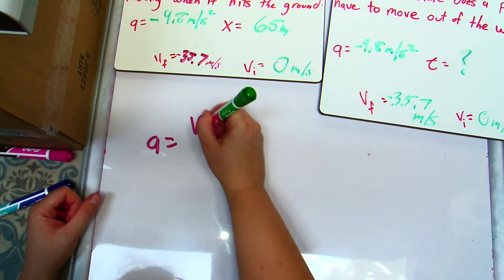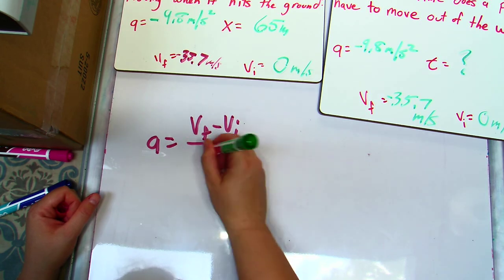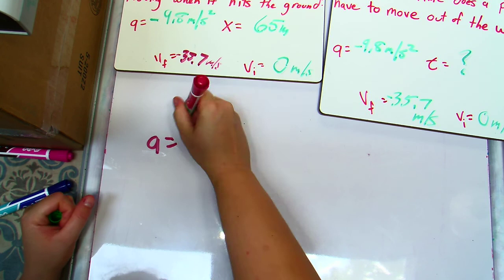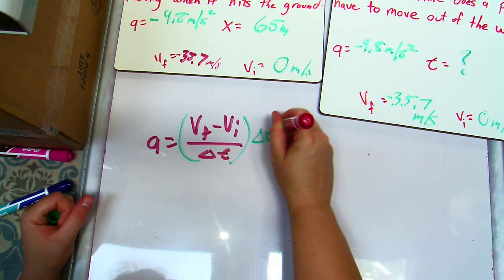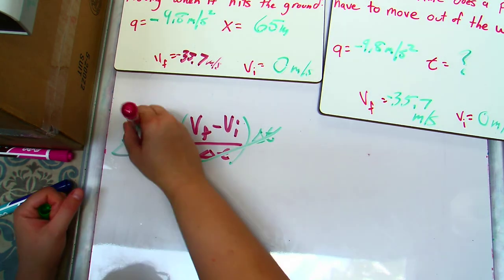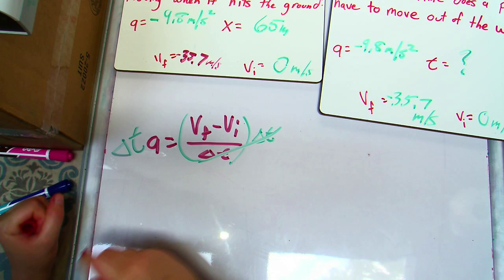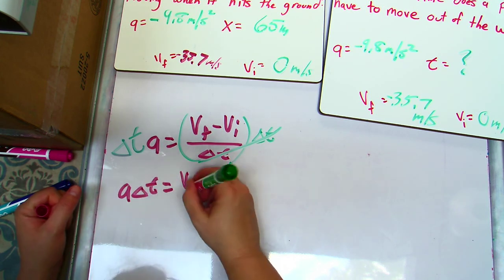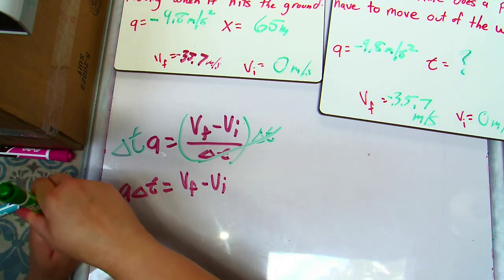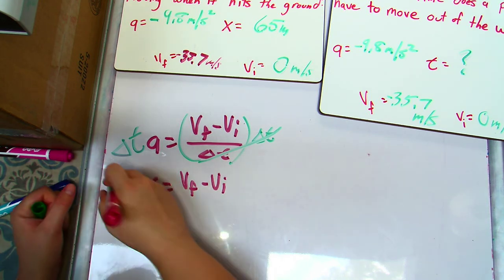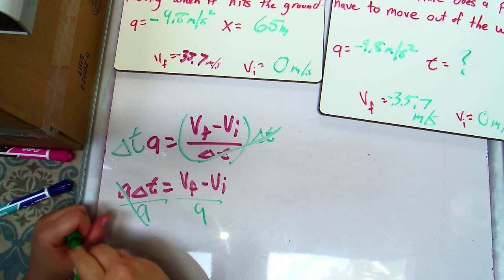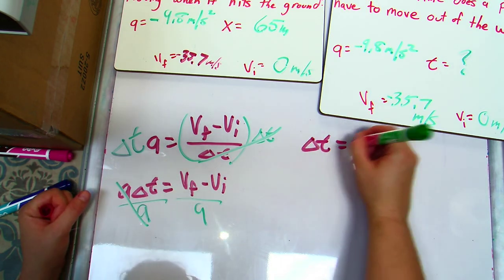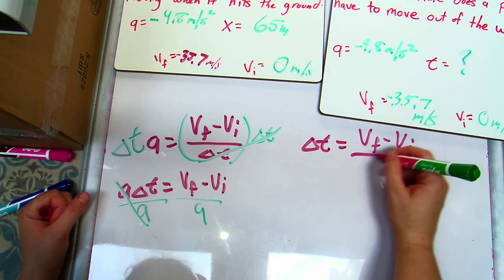So a equals vf minus vi over delta t. Multiply both sides by t, get it out from underneath the fraction. We have a delta t equals vf minus vi. Again, we want to solve for t, so we got to get rid of the a, move it to the other side by dividing both sides by it. And we are left with delta t equals vf minus vi over a.